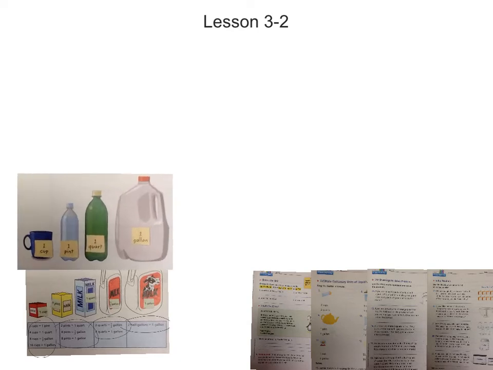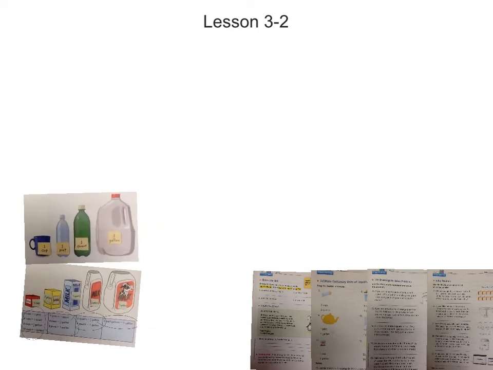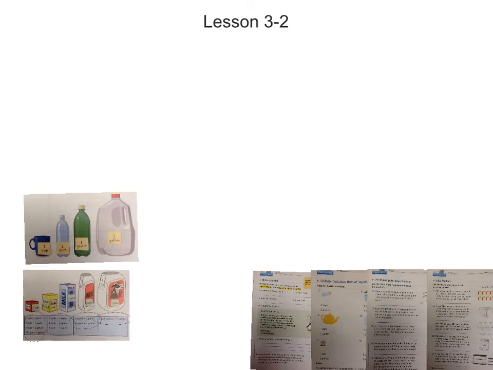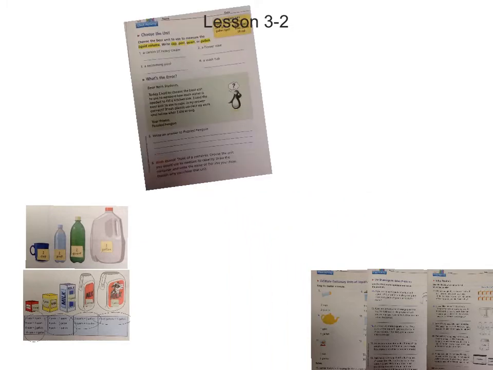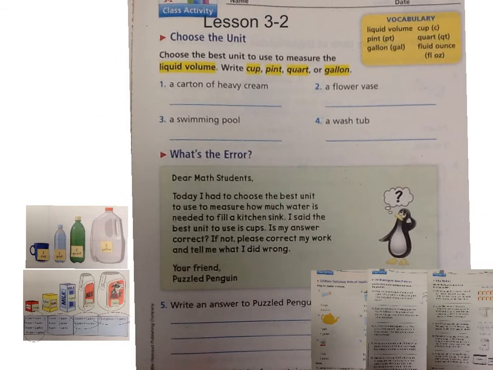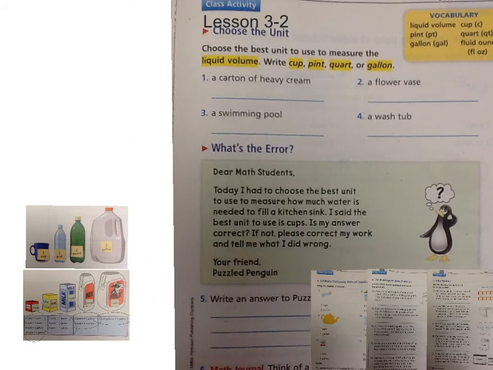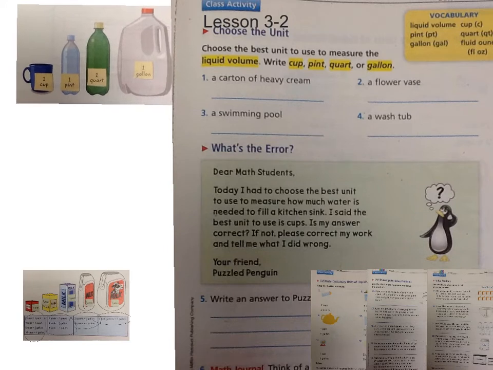You don't have to completely define what each of these are, but it's better to be able to know what you would use to measure. All right. So if we go to the first page, this says choose your best unit to measure the liquid volume. Right, cup, pint, quart, or gallon. So let me pull this up here so then you can refer back to it.